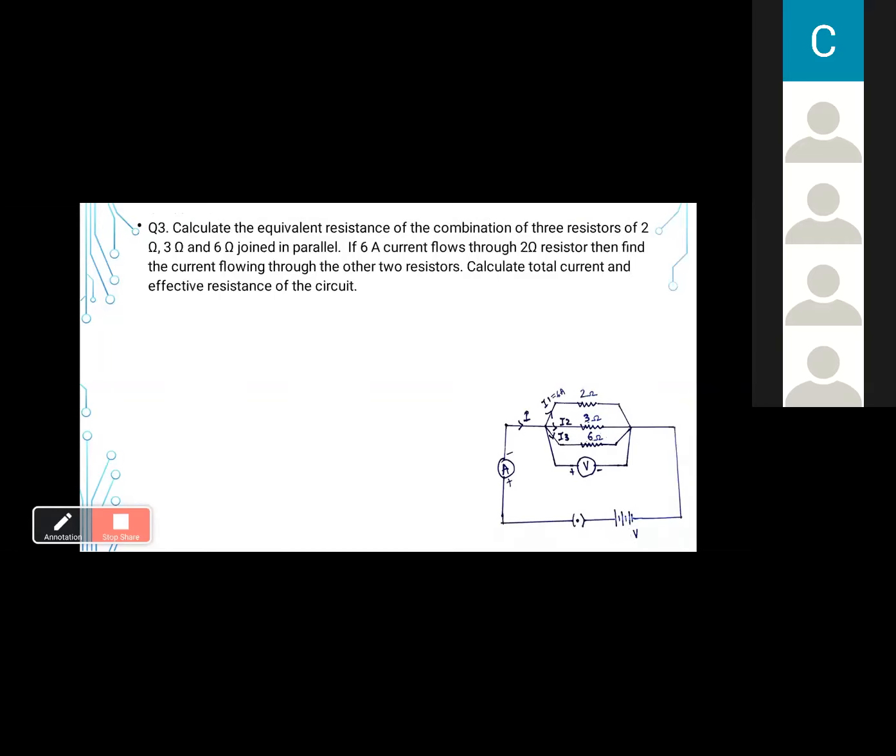Circuit diagram: 2, 3 and 6 ohm resistors in parallel. 1 ampere through the 2 ohm branch. Okay. You have to calculate the current through the 3 ohm and 6 ohm branches. That is, I2 and I3 you have to calculate.